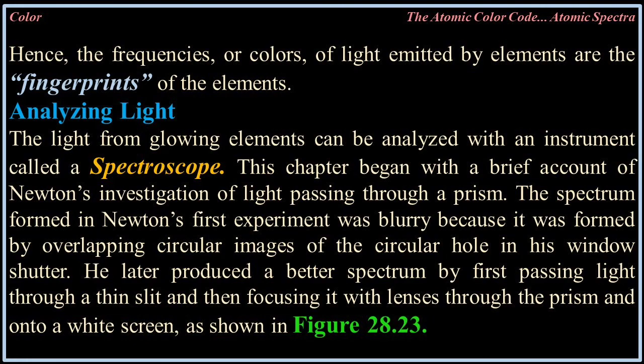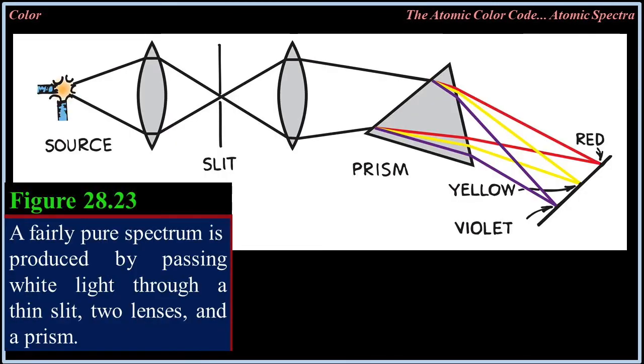Analyzing light. The light from glowing elements can be analyzed with an instrument called a spectroscope. This chapter began with a brief account of Newton's investigation of light passing through a prism. The spectrum formed in Newton's first experiment was blurry because it was formed by overlapping circular images of the circular hole in his window shutter. He later produced a better spectrum by first passing light through a thin slit and then focusing it with lenses through the prism and onto a white screen, as shown in figure 2823.